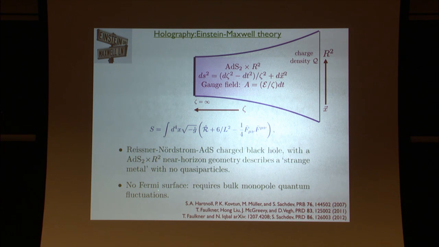Okay, so what I've argued following work of Tom Faulkner and Nabil Iqbal is that really you need to put non-perturbative quantum gravity corrections involving bulk monopoles to reconstruct the Fermi surface back. And if you really needed to do that, well, then this approach is hopeless. I mean, you might as well go back to the field theory.